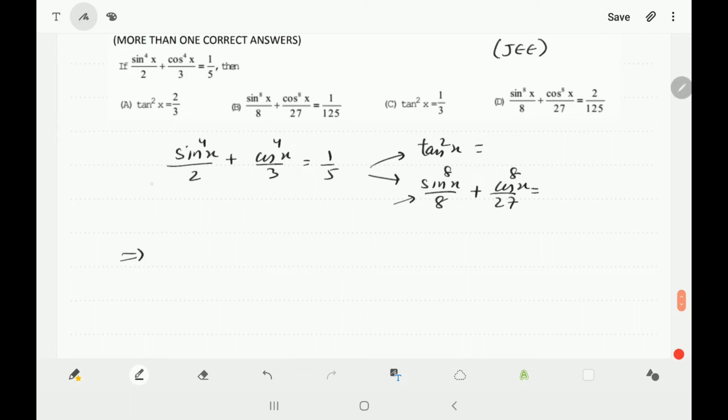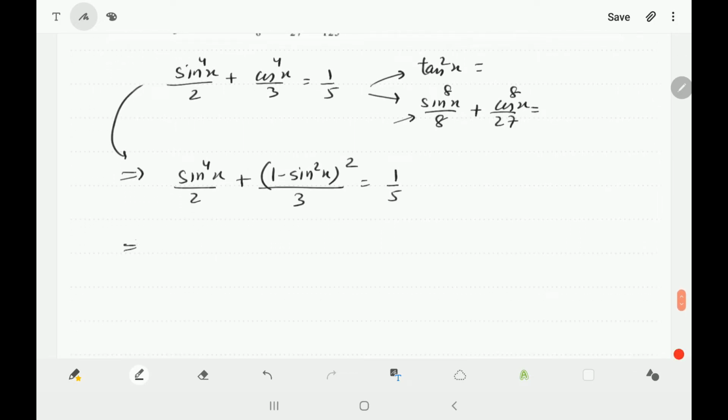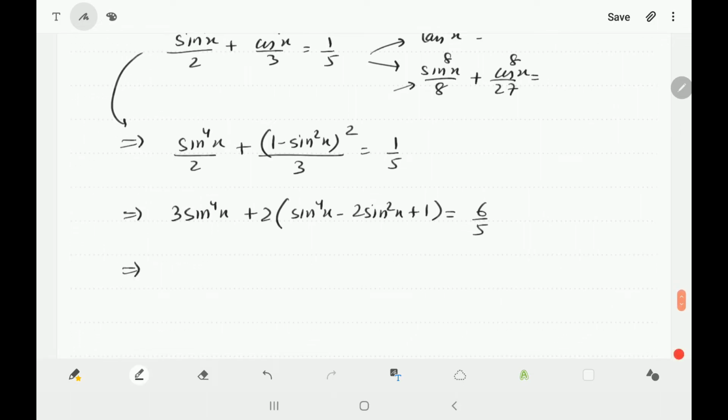I'll just convert this term into sin x only. So we have sin 4x divided by 2, cos square x. I can write this term as 1 minus sin square x whole square, because cos square x whole square is already there, because it is cos raised to the power 4 divided by 3 is equal to 1 by 5. So I have written cos square x as 1 minus sin square x. Now if we take LCM, we will be having 3 sin 4x plus 2 times of sin 4x minus 2 sin square x plus 1 is equal to 6 divided by 5. Is this clear? Okay, so let's simplify this term.